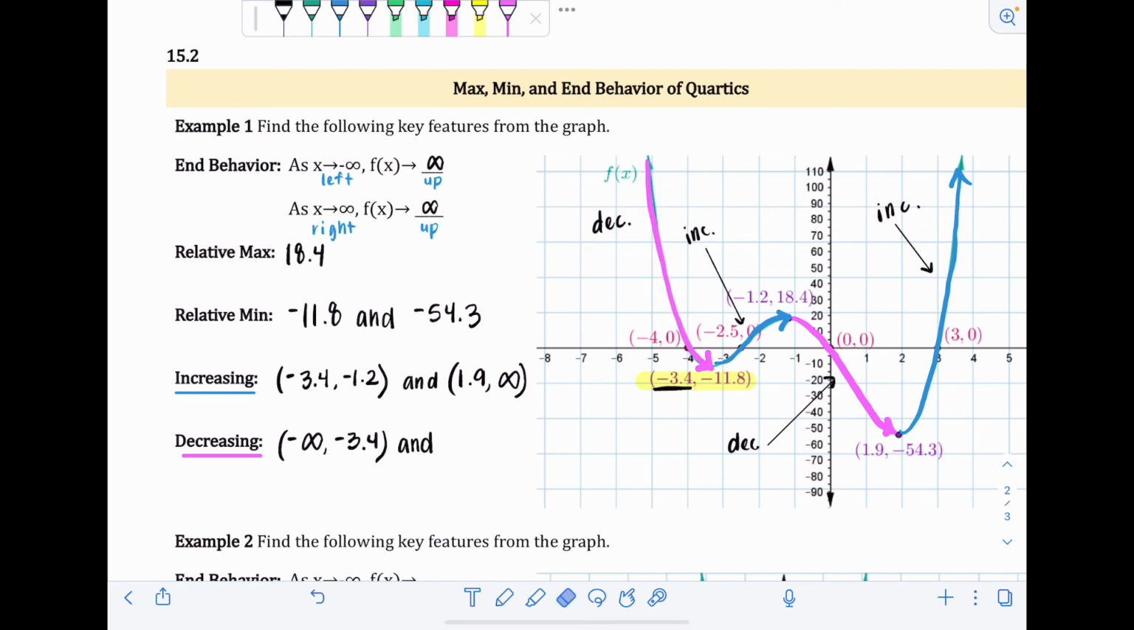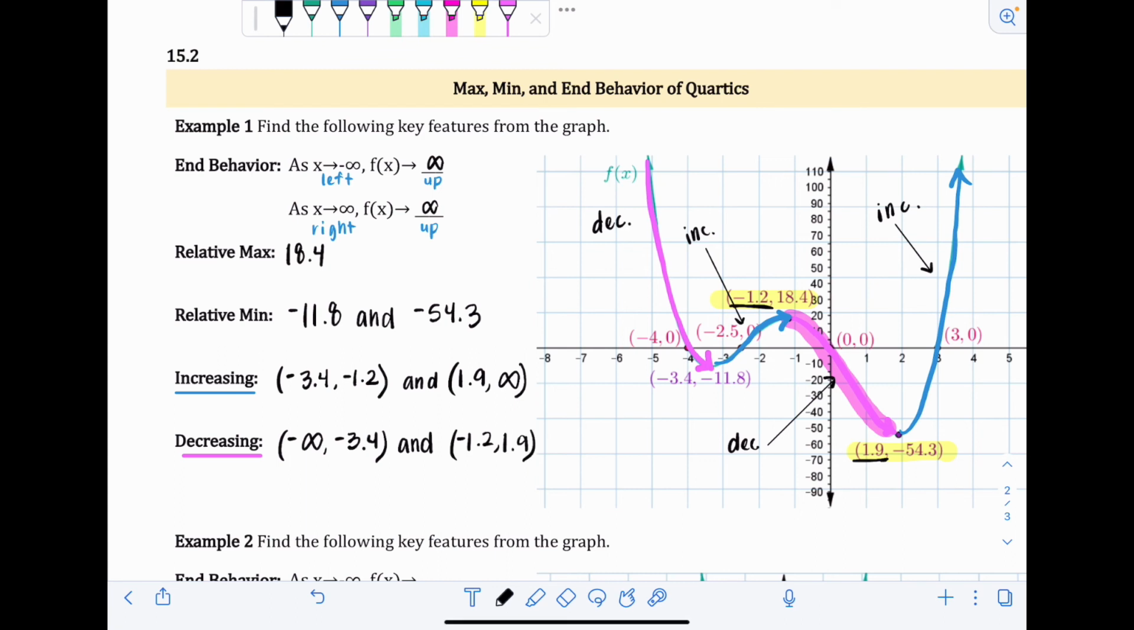And then next we'll do this little section down here. So we're looking at where are the points that are causing it to change direction. It's changing from increasing to decreasing right here, and then decreasing to increasing right here. So we're just looking at the x values, negative 1.2 to positive 1.9. So negative 1.2 to a positive 1.9.